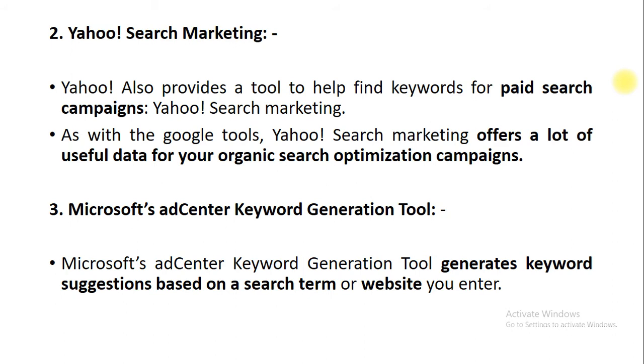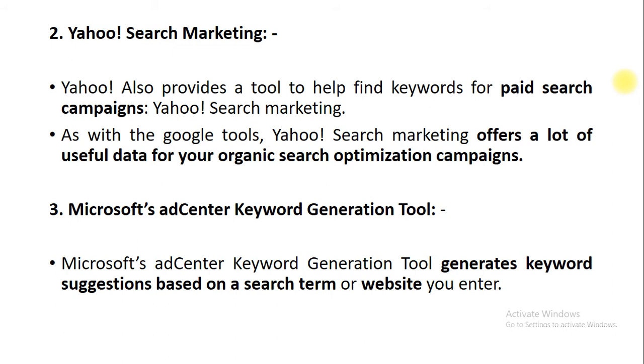Next is called Microsoft's adCenter keyword generation tool. This tool has been provided by the company Microsoft, which generates keyword suggestions based on the search term or website you enter. Again, first is the Google AdWords keyword tool or traffic estimator. Both are provided by Google, and using that tool you are able to get the included terms or excluded terms.